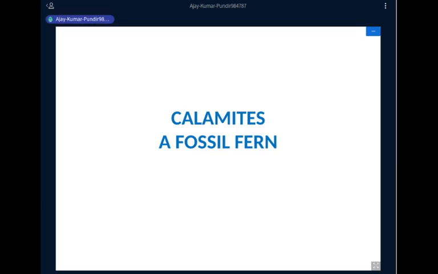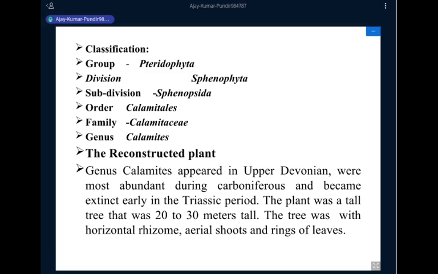First of all, I will discuss with you the classification of your fossil plant, Calamites. If you are talking about the classification of this plant, it belongs to the group Pteridophyta because these are the characters of the plants that belong to the Pteridophyta group. So it belongs to the group Pteridophyta. And as you know very well, the division of this fossil plant is Sphenophyta.